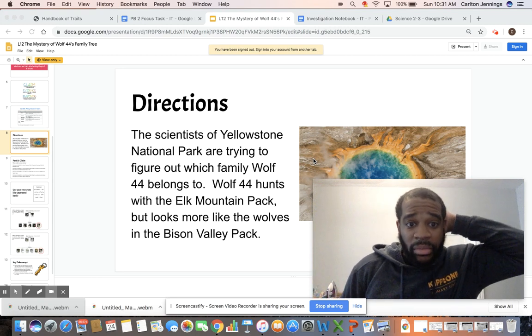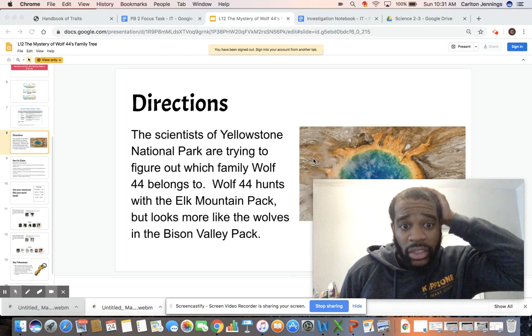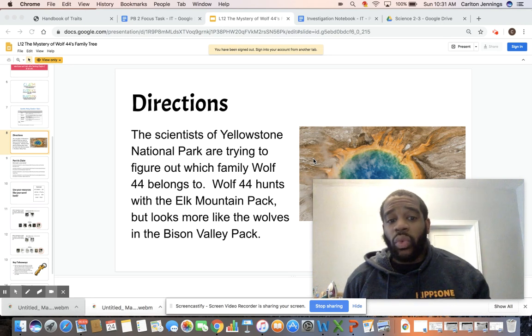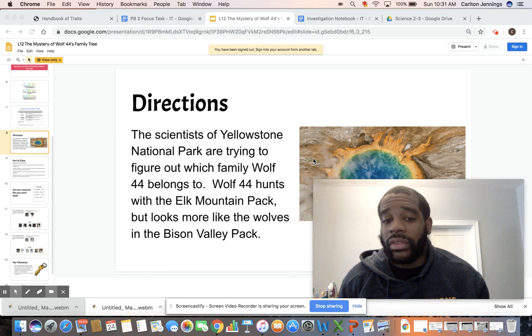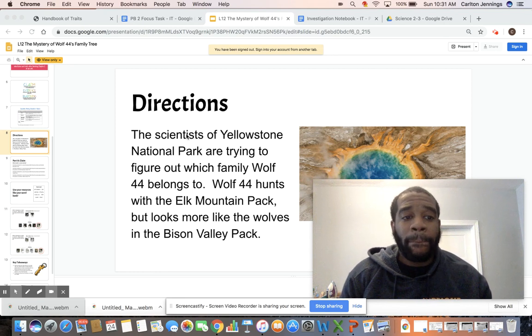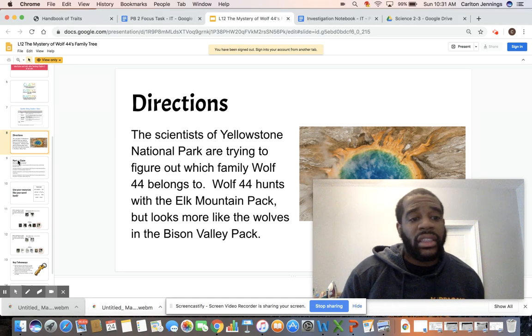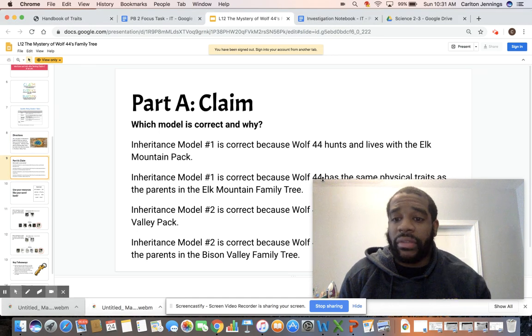So the scientists of Yellowstone National Park are trying to figure out which family Wolf 44 belongs to. Wolf 44 hunts with the Elk Mountain pack, but looks more like the wolves in the Bison family pack. So we had four different claims that we could have chosen from, A, B, C, or D, from your exit ticket.